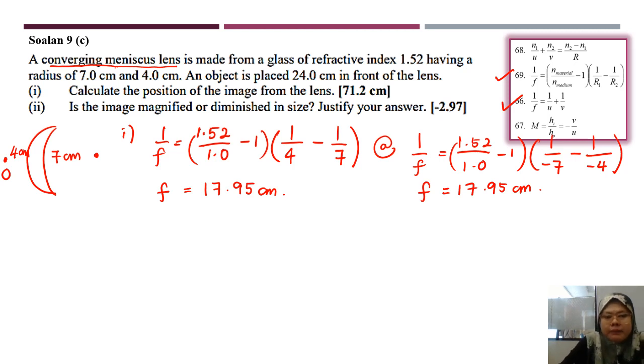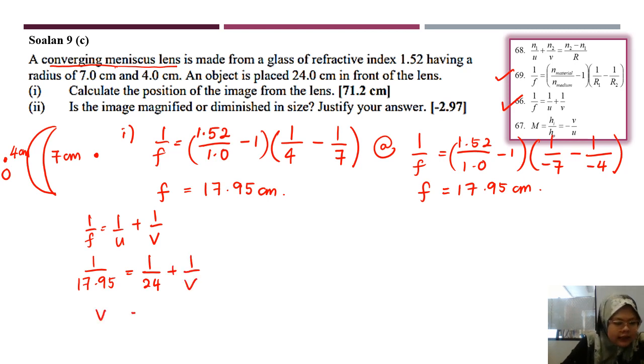Okay, now kita dapat focal length. Lepas tu kita nak cari position of the image. So we can use 1 over f equals to 1 over u plus dengan 1 over v. So 1 over 17.95 equals to 1 over u, u is 24 cm, plus dengan 1 over v. So here we will get the v equals to 71.21 cm.